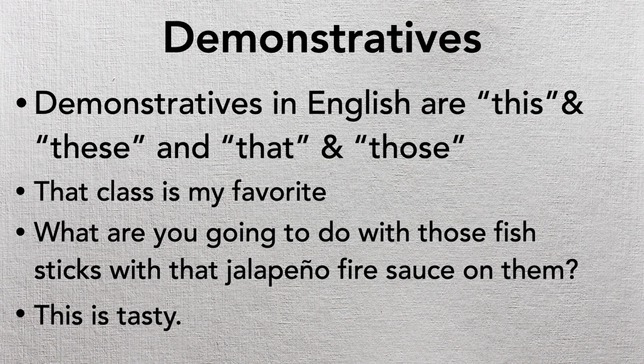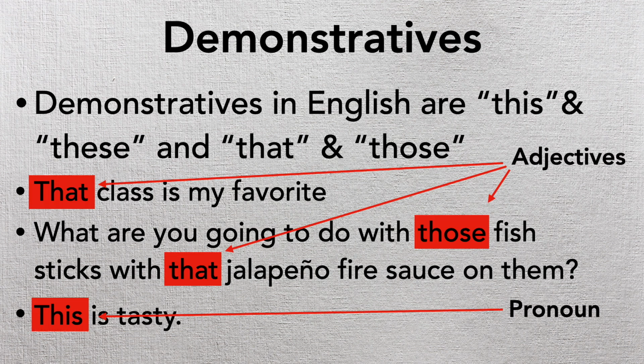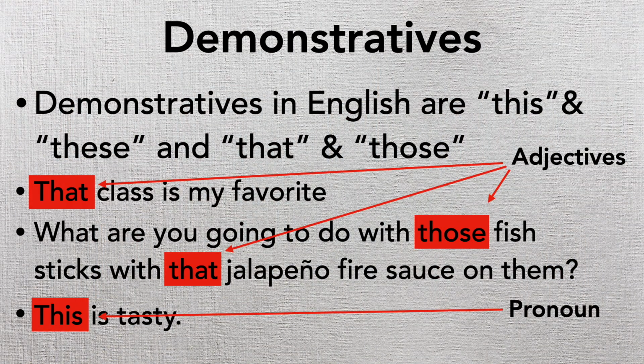Okay. This is tasty. Now, notice that a number of the times these show up, that, those, this, these are all demonstratives in English, okay? This is how they show up. And those first couple times you see, they're adjectives. And remember what an adjective is? An adjective modifies a noun, okay? So when you see one of those demonstrative words paired with a noun, so like that class, the that is modifying class, okay? So it's an adjective. Those fish sticks, the those is modifying fish sticks, okay? So in those cases, it's working as adjectives.